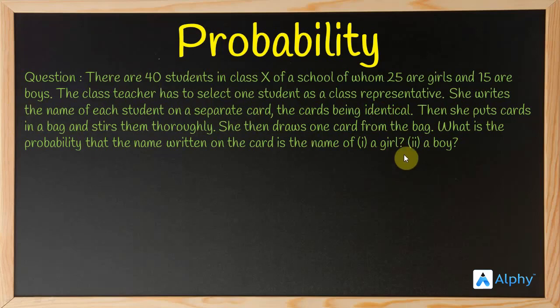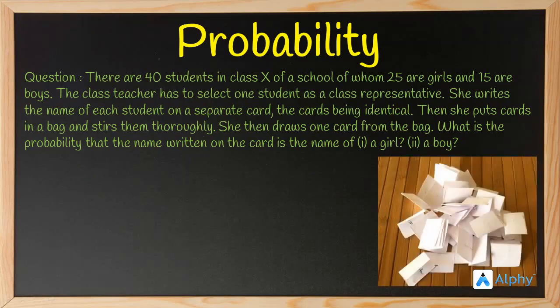Now, we have to find the probability that if we draw a card, the name written on the card is the name of a girl, or we also have to find the probability that the name written on the card is of a boy. Now, here are the chits that she made. You can see all the chits are alike and are of the same size. So it is equally likely to pick any of the cards. Now let's start with our solution.